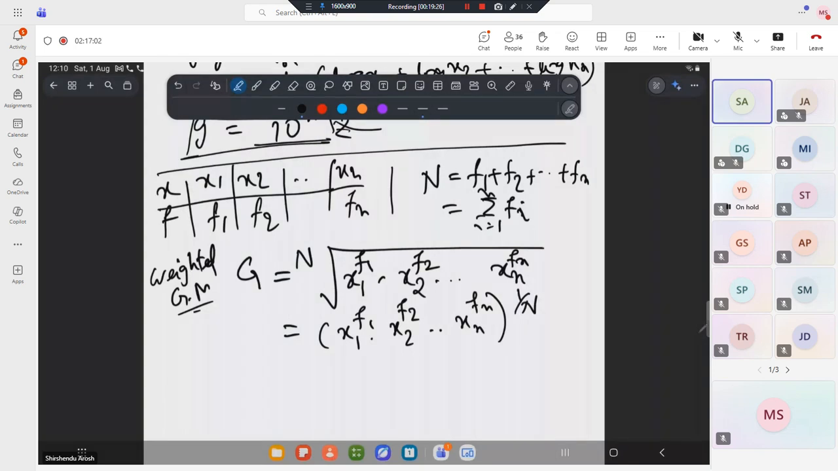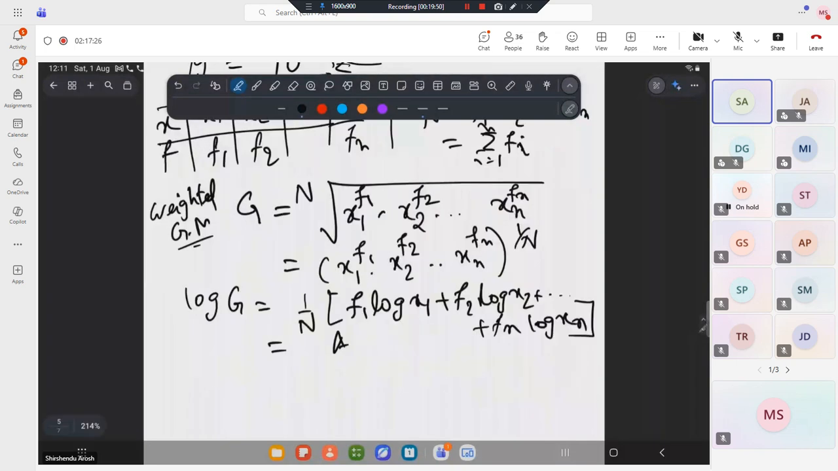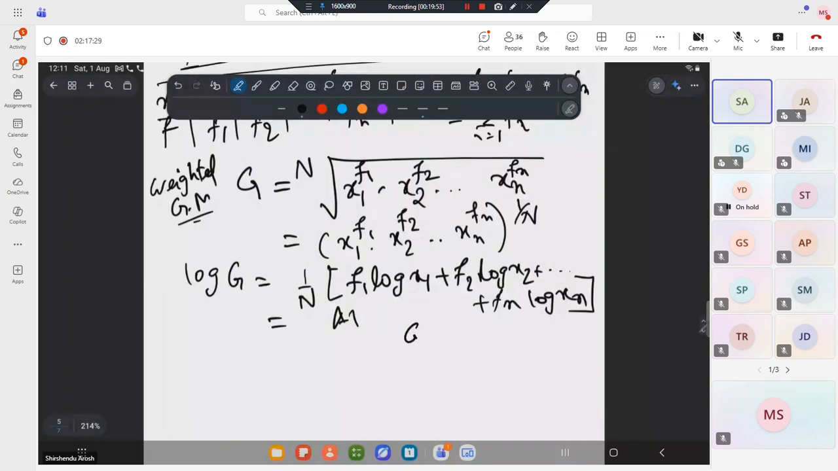again, we know capital N is nothing but a summation of all the frequencies. So log G would become 1 by N, f1 log x1 plus f2 log x2, I just made a step jump, hope it is fine for you, up to fn log xn. Right? So this is the way you can find out the numbers. Same process: get the number, say a1, and G would be 10 to the power of that particular number a1. That's how you need to find out the weighted GM.